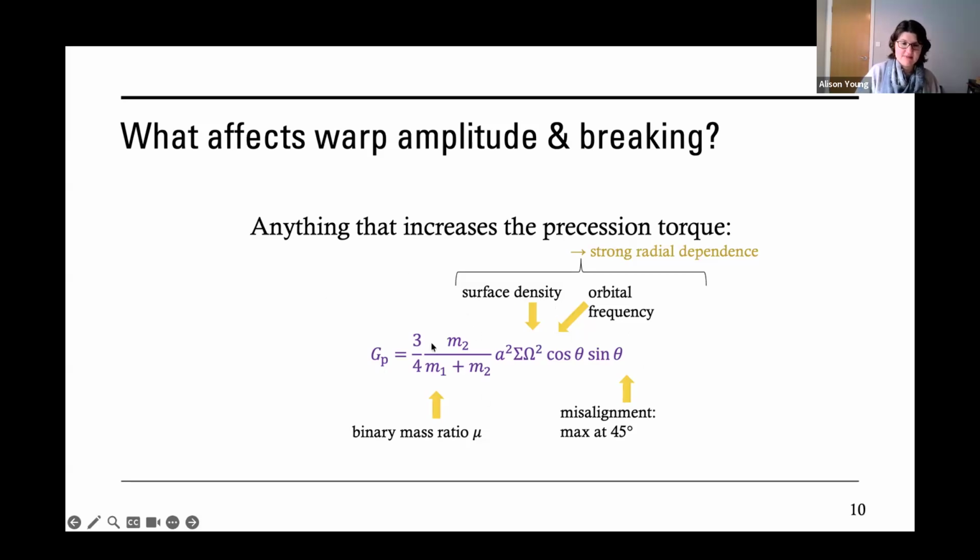So we've got the binary mass ratio. If we have a smaller mass ratio, it has a lesser effect than if we have an equal mass binary. It also depends on the surface density and orbital frequency. So we have a very strong radial dependence, and the torque drops off very quickly to larger radii. And the misalignment angle: this is maximum at 45 degrees and drops off quite quickly either side of that.